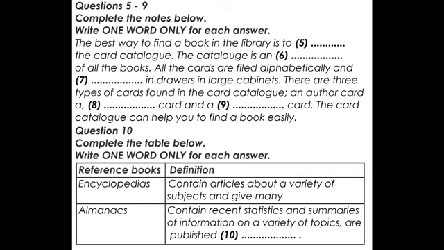The maps in an atlas are often arranged alphabetically by country or continent. Almanacs are also a type of reference book. An almanac is a book that contains recent statistics and summaries of information on a wide variety of topics. It is published annually. Information is listed alphabetically by subject.